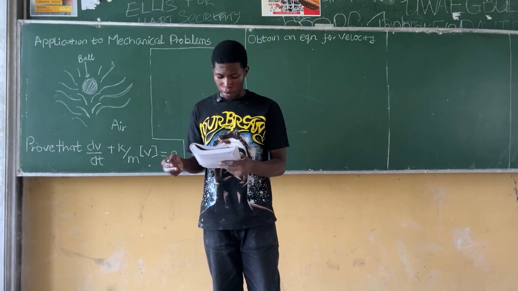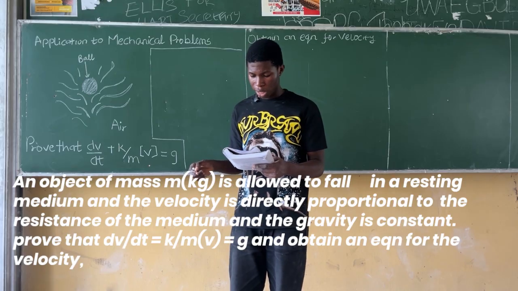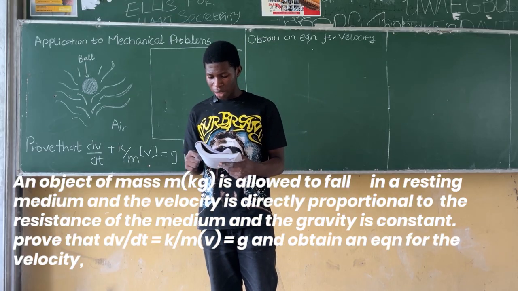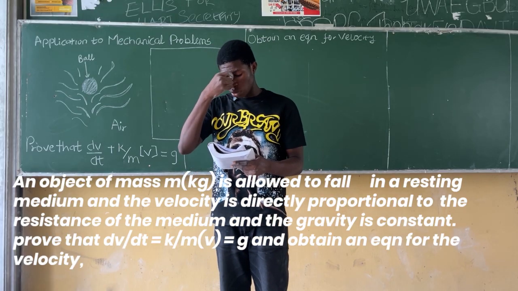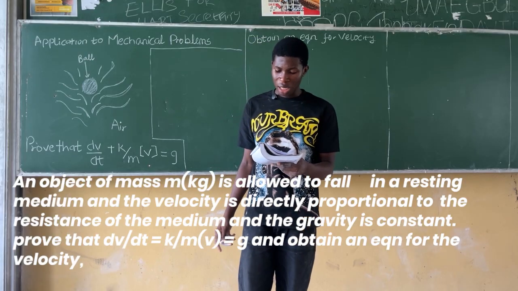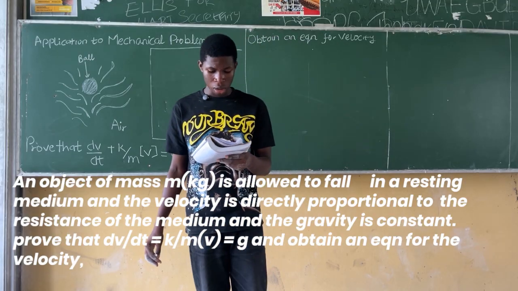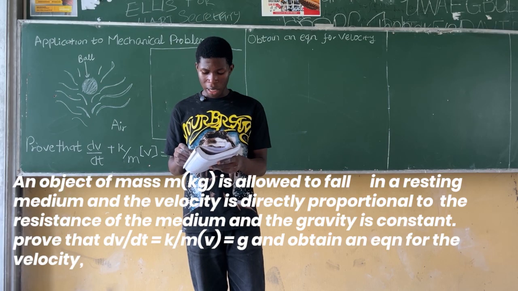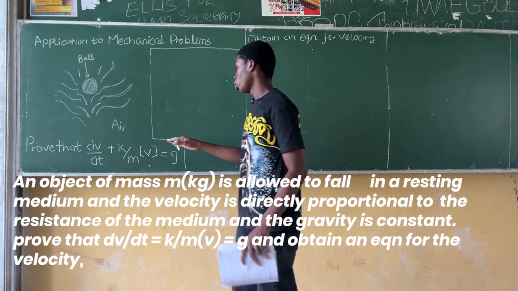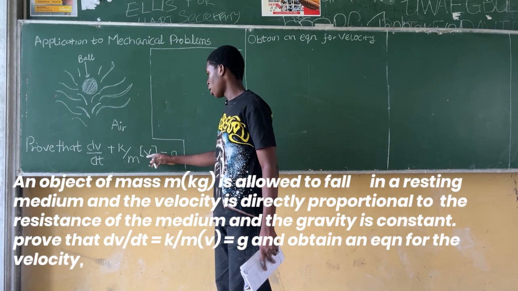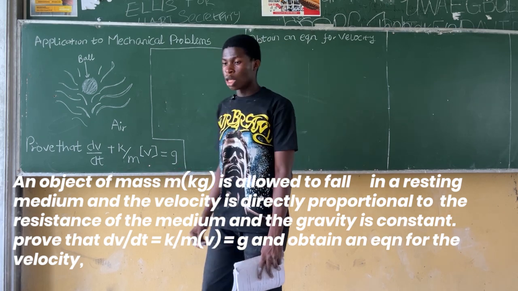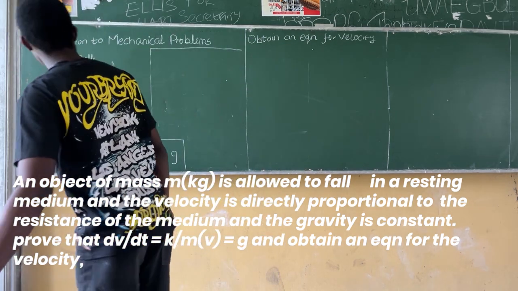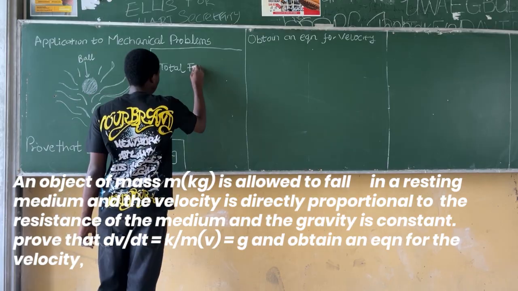It says an object of mass m is allowed to fall from rest in a resting medium. If the resistance R is directly proportional to the magnitude of the velocity and the acceleration due to gravity g is constant, prove that the equation of this motion is given by dv over dt plus k divided by m multiplied by v is equal to g. So firstly, the total force T is equal to F.